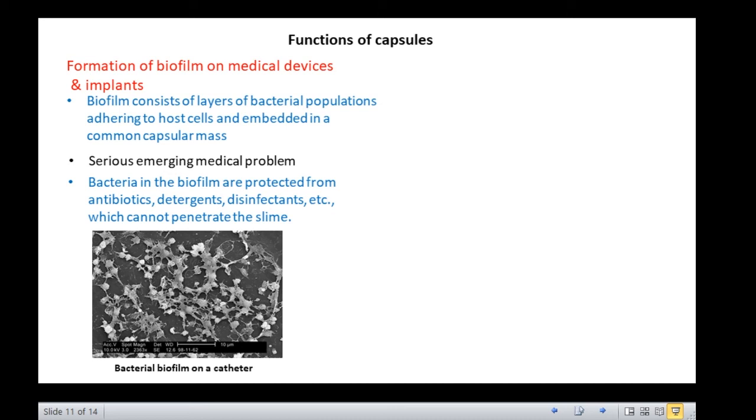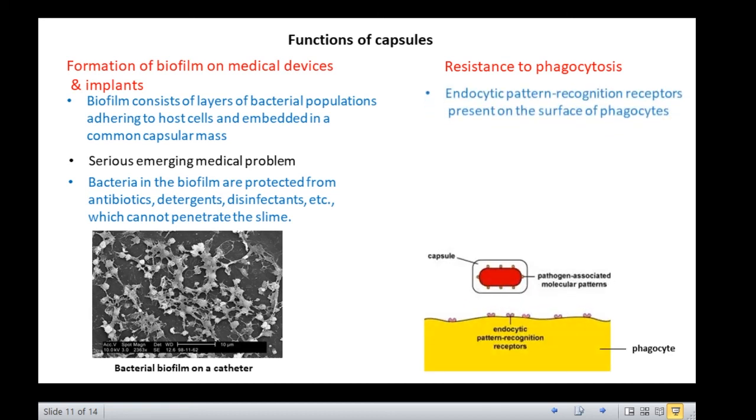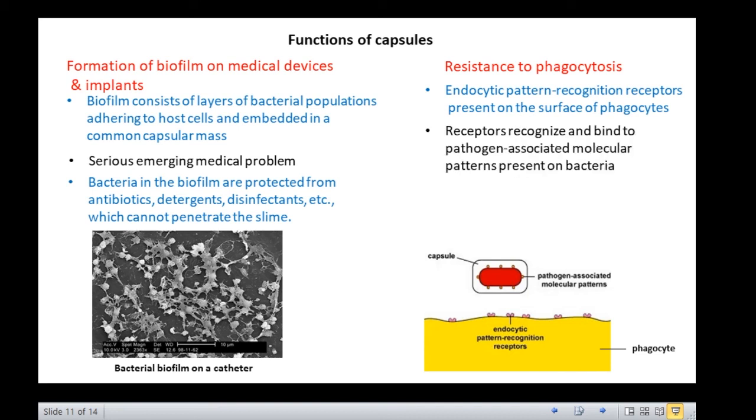Another important function of capsules is their ability to resist phagocytosis. Glycoprotein molecules known as endocytic pattern recognition receptors are found on the surface of phagocytes. These receptors recognize and bind to pathogen-associated molecular patterns, components of common molecules such as peptidoglycan, teichoic acids, lipopolysaccharides, mannans, and glucans found in many organisms.